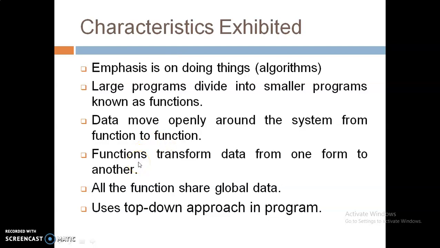The next thing is functions transform data from one form to another. Again, from the previous figure, we can see that global data can be changed by any of the functions with which it is shared. The next thing is all the functions share global data. And the last one is it uses a top-down approach in programs. That means first define the functions and then work on the data.